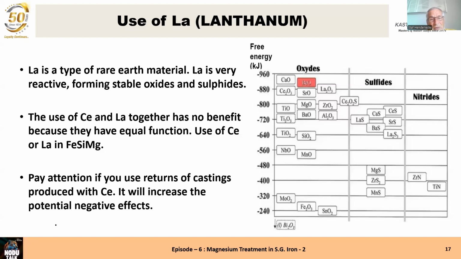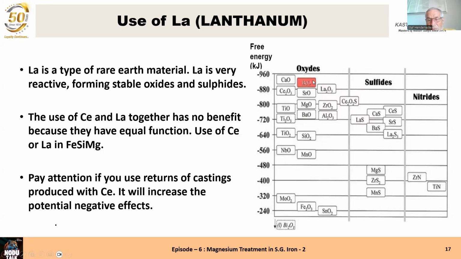Let's first talk about the use of lanthanum. Lanthanum has been very much in the literature in the last decade, and it seems to be a very good element. Let's have a look. Lanthanum is very reactive, and you can see it in the graph on the right side. It is very much for forming stable oxides as well as sulfides. You can see with the oxides, it is at the top, together with the cerium oxides. But also with the sulfides, you can see that lanthanum and cerium are very high.